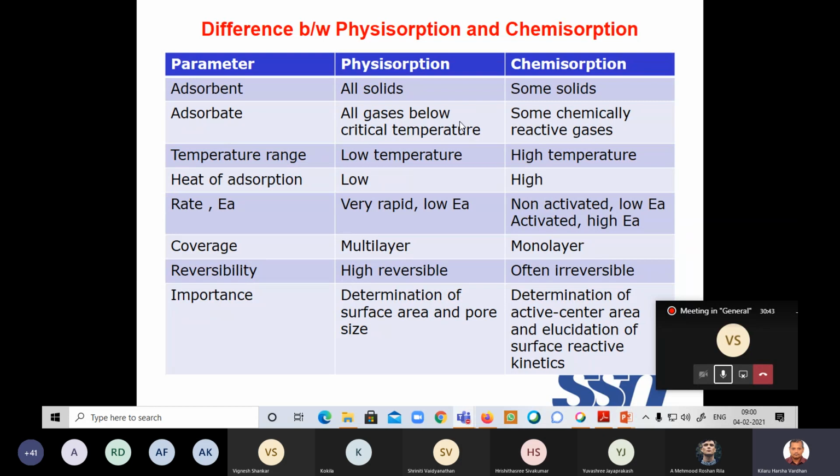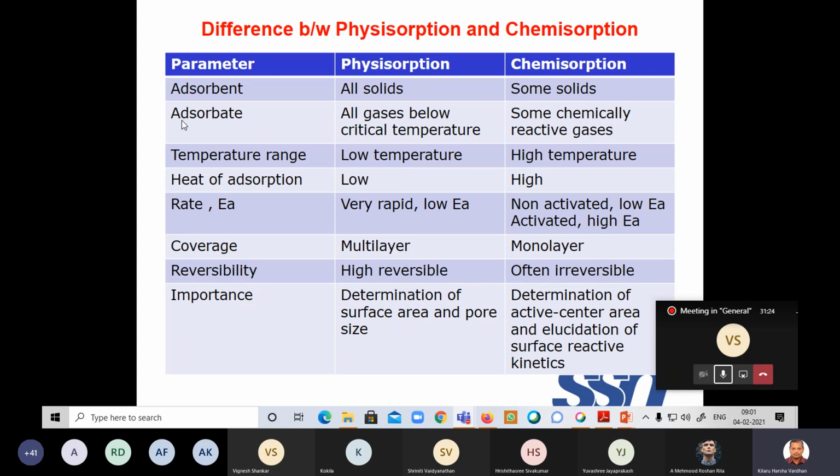Adsorption is a surface phenomenon. So you are trying to remove some solute from the solution by using a solid adsorbent. The solid which you are going to use, that is called the adsorbent. What is going to be adsorbed on the adsorbent is called the adsorbate, the solute, whatever you are going to remove, right? So remember that. Adsorbent in physisorption, generally all solids. In chemisorption, only some solids.